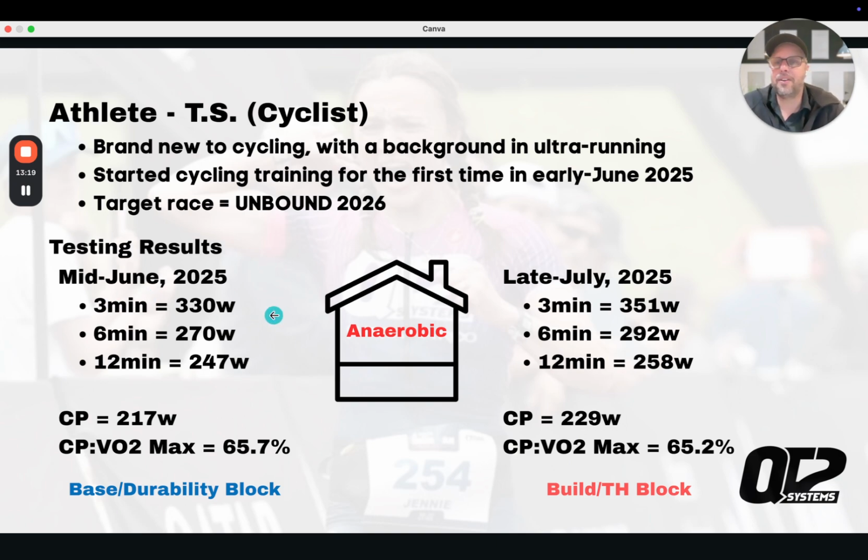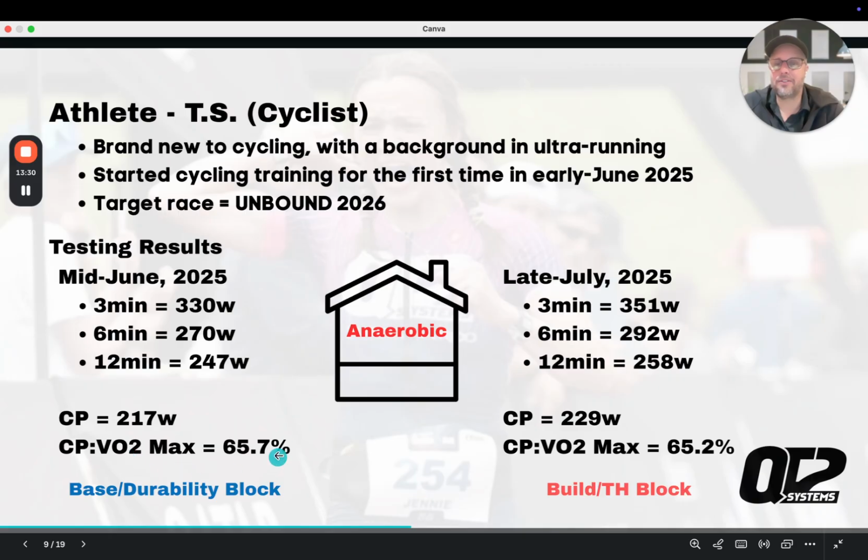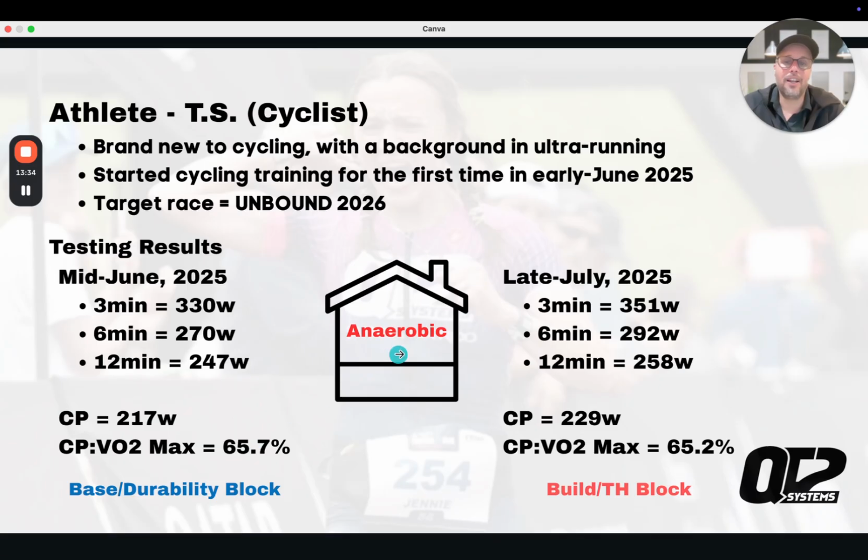It came back with a 3-minute wattage of 330, 6-minute 270, 12-minute 247 for a critical power of 217 and a critical power to VO2 max ratio of 65.7, which suggests a very, very anaerobic state, meaning the physiological attic space is large.